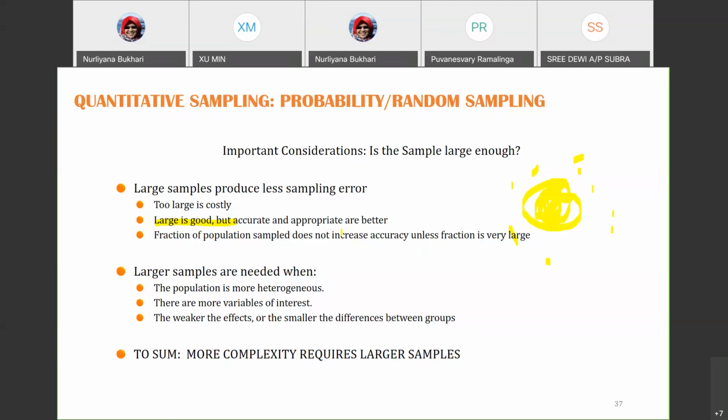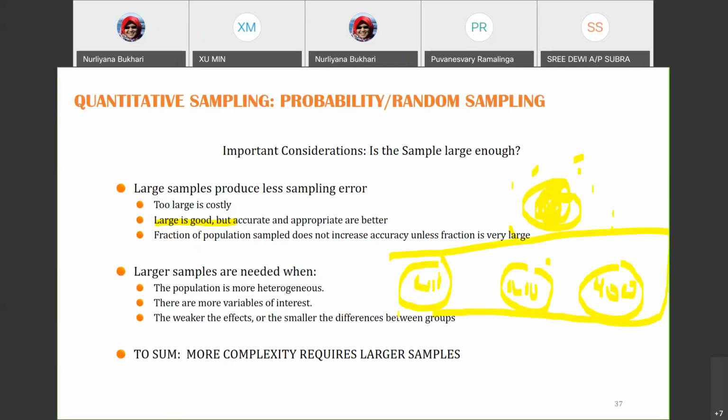Larger samples are needed when the population is more heterogeneous. Heterogeneous could mean, in a neighborhood, 400 whites, 400 African Americans, 400 Hispanics. That's heterogeneous, but the groups are almost the same size, maybe a difference of two or three. But then you have to select more because they are very heterogeneous. There are more variables of interest, and the weaker the effects or the smaller the difference between groups, the more you need, because if you get fewer, usually you can go wrong.